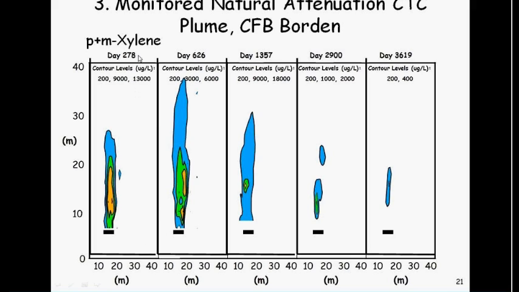Well, let's look at some of the plumes. Here's the M plus P xylene plume. These are the different days that we have samples. You can see the plume was moving along quite well, moving at almost the groundwater velocity. It was for its front anyway. It was growing, shrinking, shrinking, essentially gone.